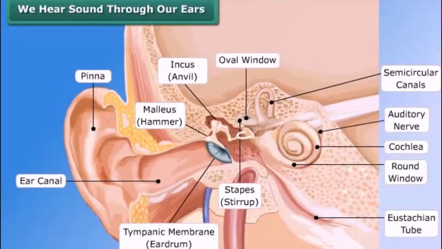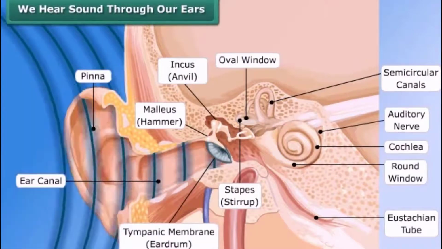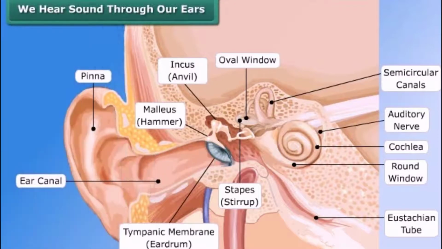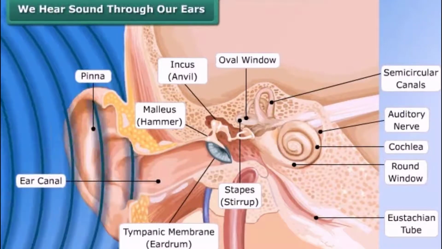We hear sound through our ears. The shape of the outer part of the ear is like a funnel. Sound enters and travels down a canal at the end of which a thin membrane is stretched tightly, called the eardrum.